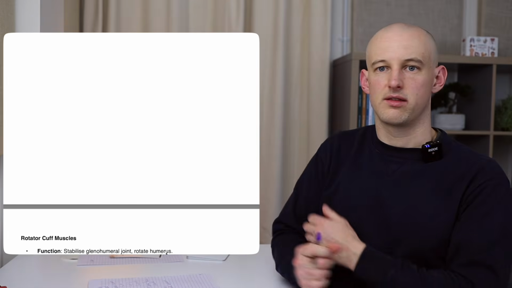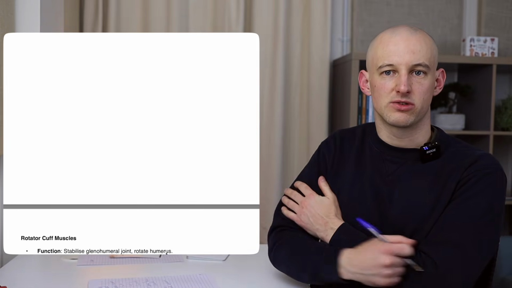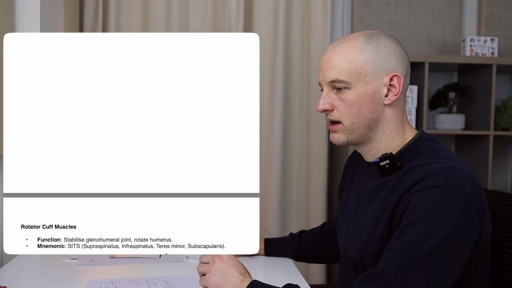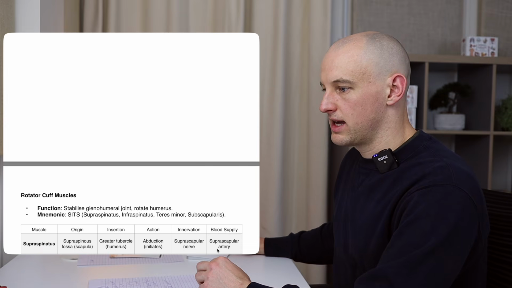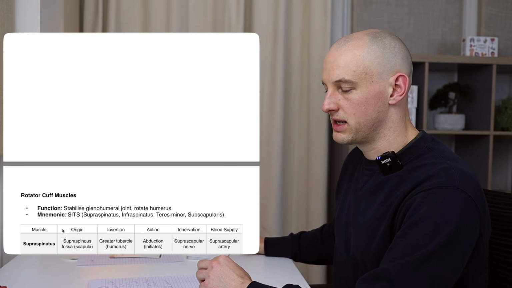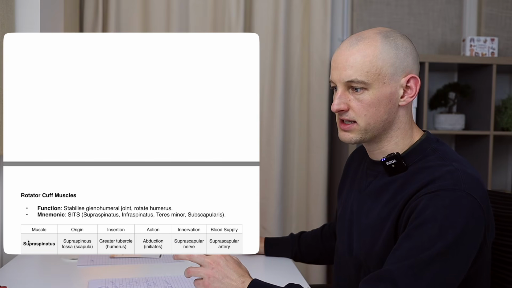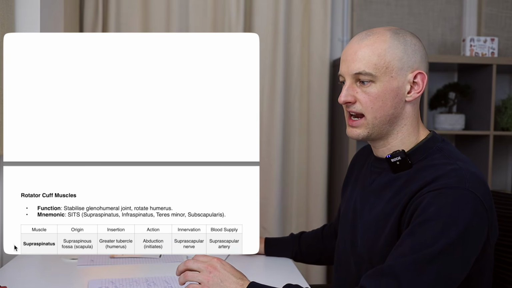Okay, so if the bone is down, the muscles will rotate it like this. So what's the mnemonic? SITS. Okay, that's useful to remember. So let's have a look. We've got muscle, origin, insertion, action, innervation, blood supply. So again, I'm going to start testing myself. I've not looked at any of these yet.